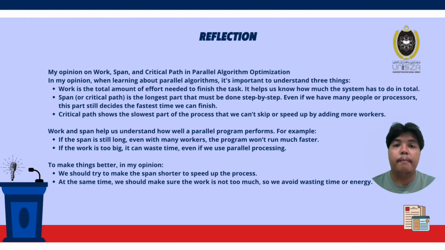For reflection, in my opinion, understanding work, span, and the critical path is key to optimizing parallel algorithms. Work is the total effort needed. Span is the longest chain of steps that must be done one after another. This sets the fastest time we can finish no matter how many processors we have. The critical path shows where the real bottleneck is.